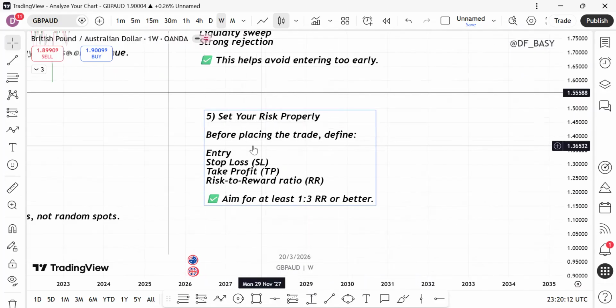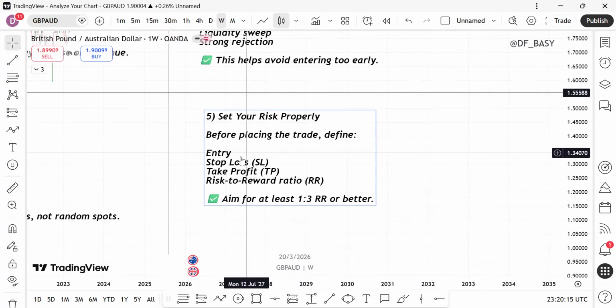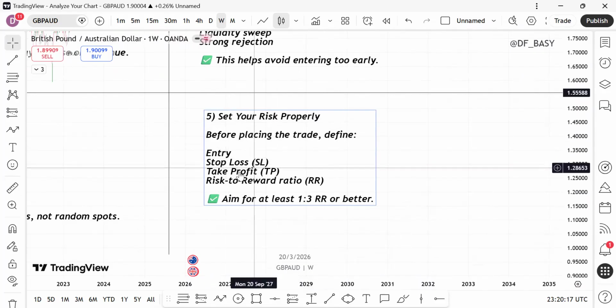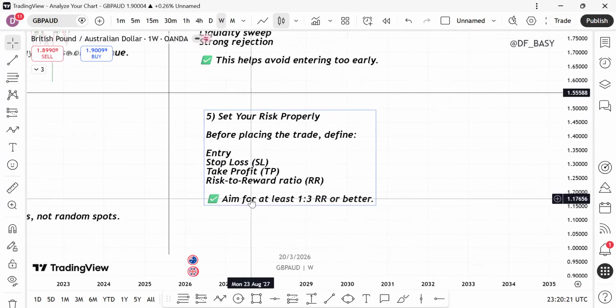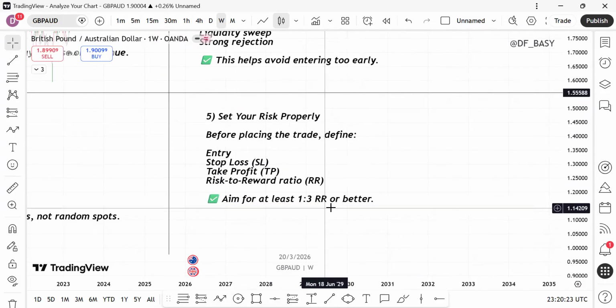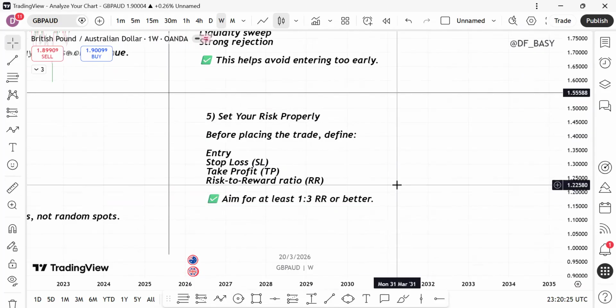Set your risk properly before placing the trade. Define your entry, your stop loss, your take profit, your risk to reward ratio, and always aim for at least 1:3 RR or better. If everybody knows me by now, I aim for at least 1:3.